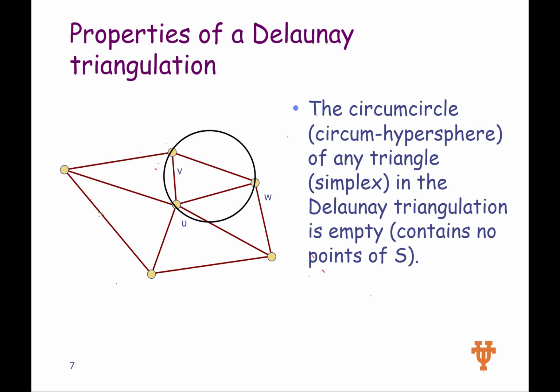That means, look, U, V, and W is a triangle, right? Then you draw a circumcircle of this triangle. It will not contain another node in the set. No other nodes are in this circle. You draw every circumcircle for every triangle, and none of them will contain another node. Okay?